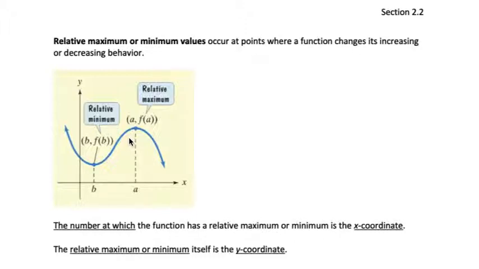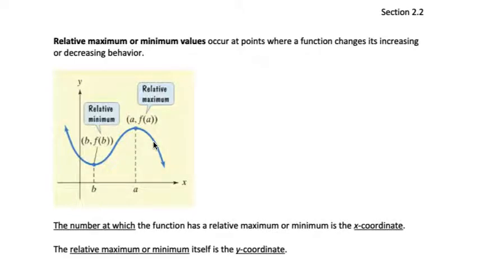Another way to think about it is that they occur at points where a function changes its increasing or decreasing behavior. So for a relative minimum, the function is changing from decreasing to increasing at that point. And at a relative maximum, the function is changing from increasing to decreasing.